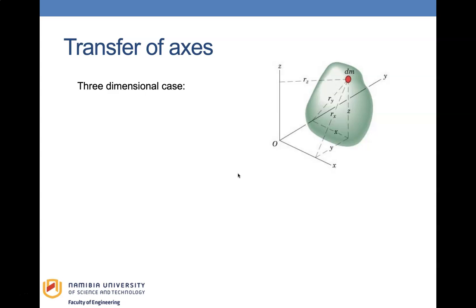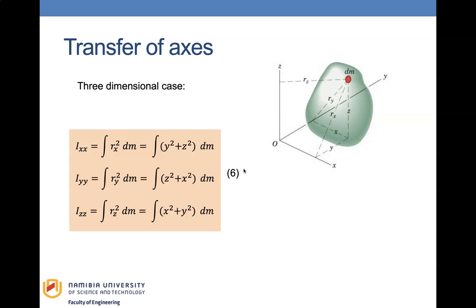Note that for three-dimensional motion, components of rotation may occur about more than one axis, and we use double subscripts to denote them as shown in equation 6.